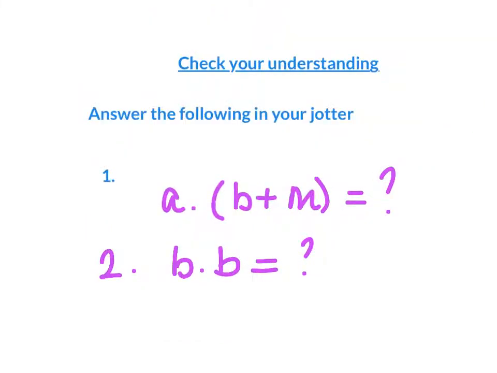Let's just quickly check your understanding by multiplying out this bracket. So can you express this in a different way, expanding the bracket? And what is B dot B the same as?